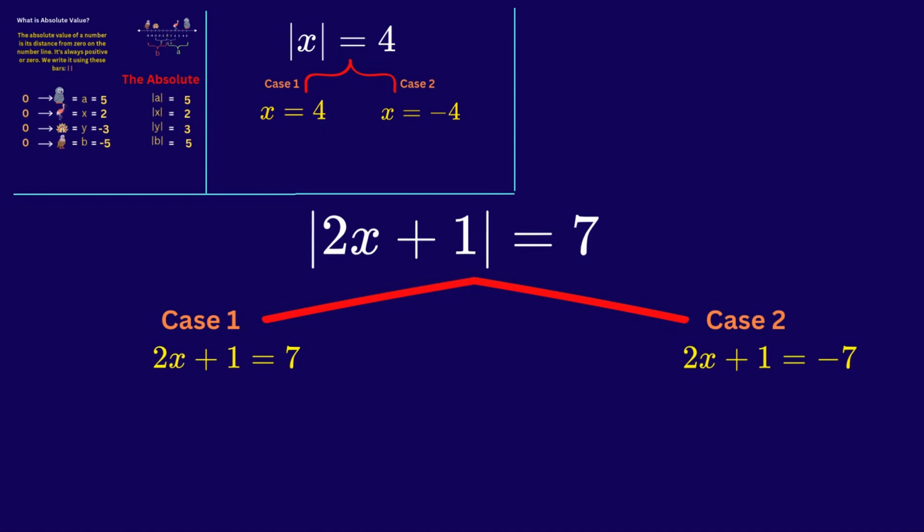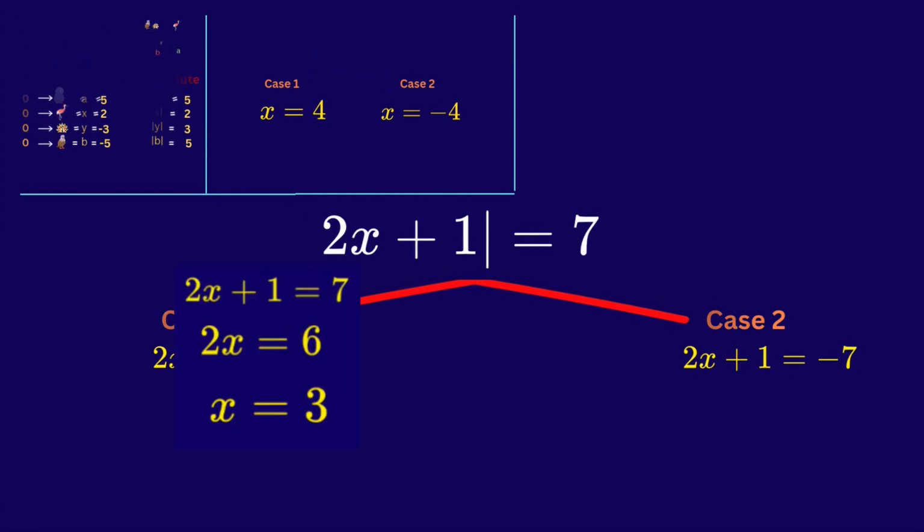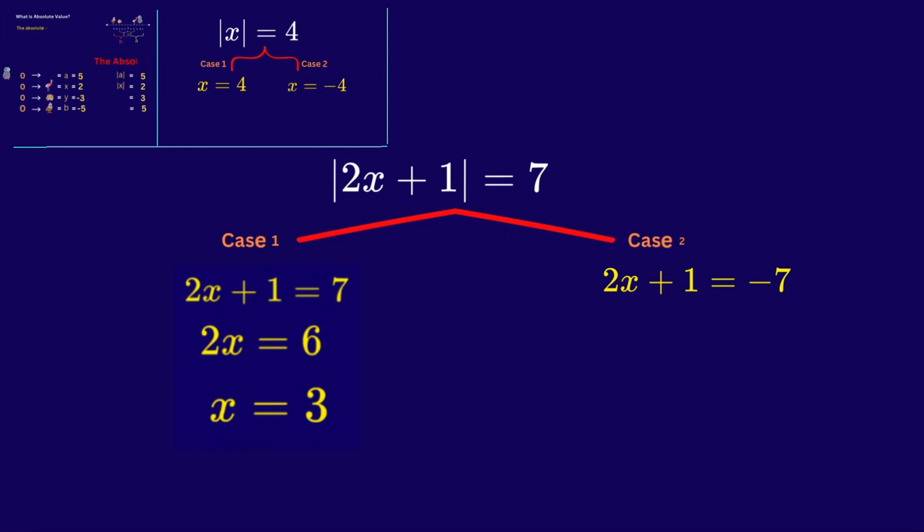From case number 1, we're going to have 2x is equal to 7. Bring 1 to the other side by subtraction. So 7 minus 1 is equal to 6. Next, bring 2 to the other side by division. So you're going to have x is equal to 6 divided by 2, which is equal to 3. So the first x that we have is equal to 3.